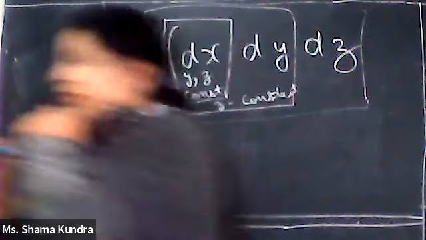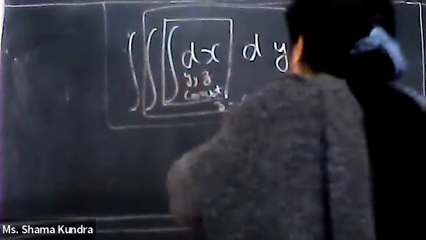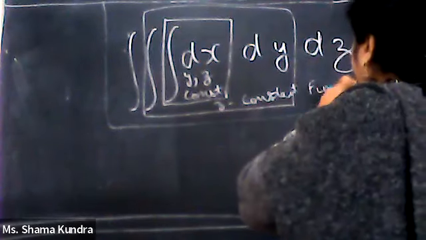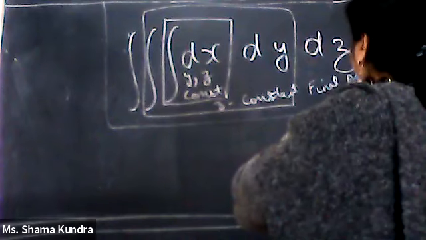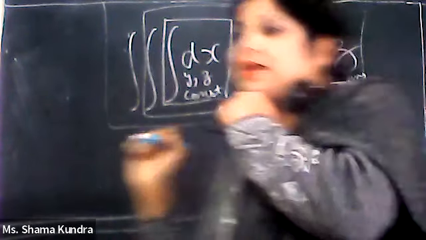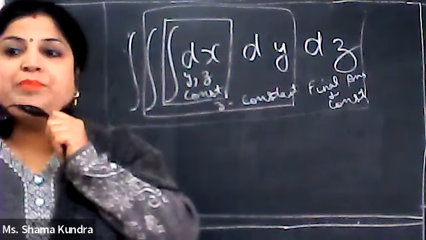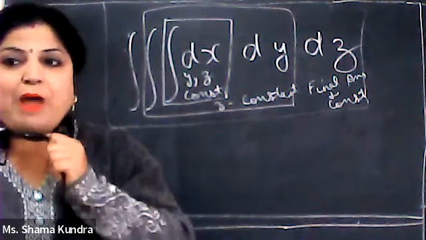And then we integrate with respect to z. Our final answer comes out to be constant. Now we discuss limits.